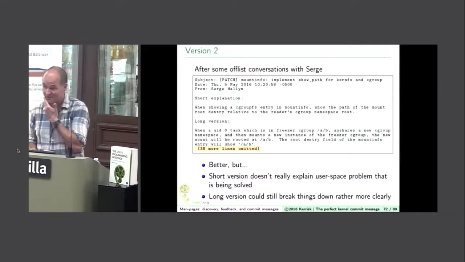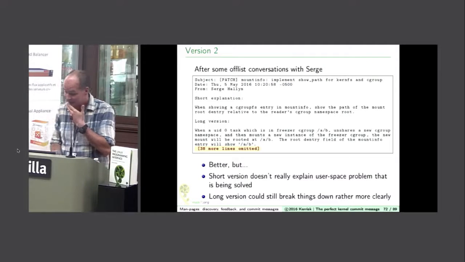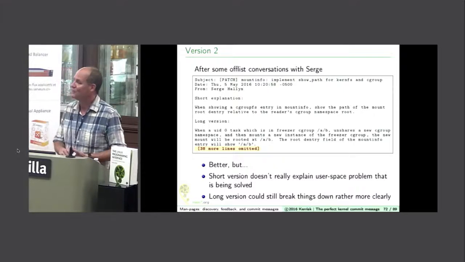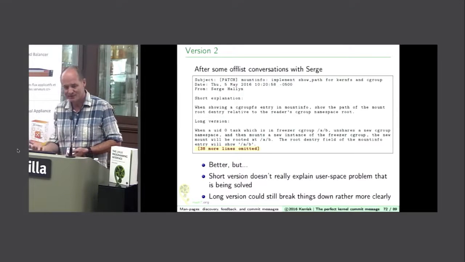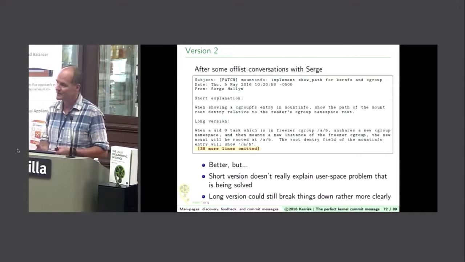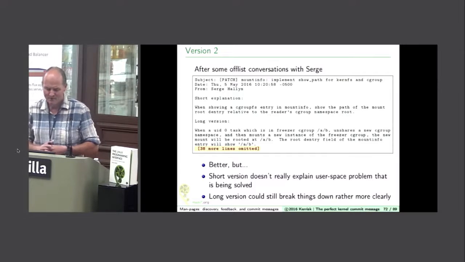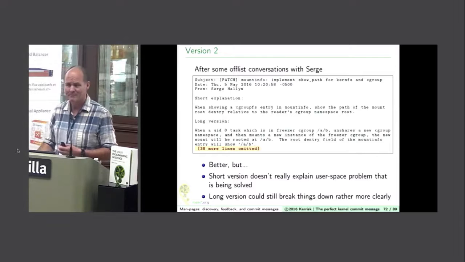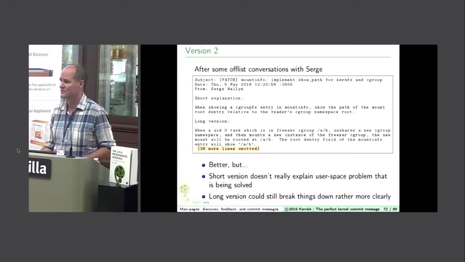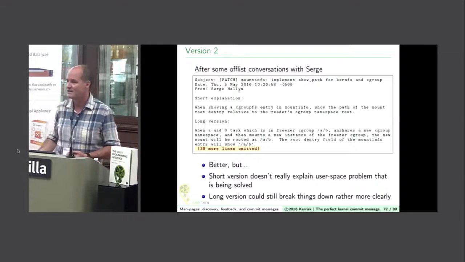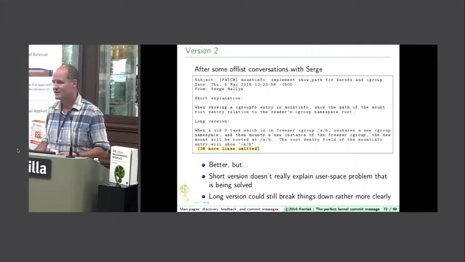Okay, so I had some conversations with the developer, Serge, and the next commit message was a bit longer. There was a short explanation, and then there was a longer explanation, which went into quite a bit more detail. My problem with that is the short explanation still wasn't really clear about what is the user space problem that is being solved. And the long version sort of went a bit off into the weeds of the details of various interfaces and what happens.